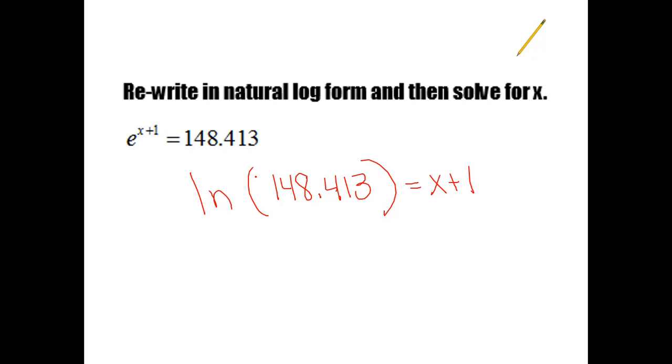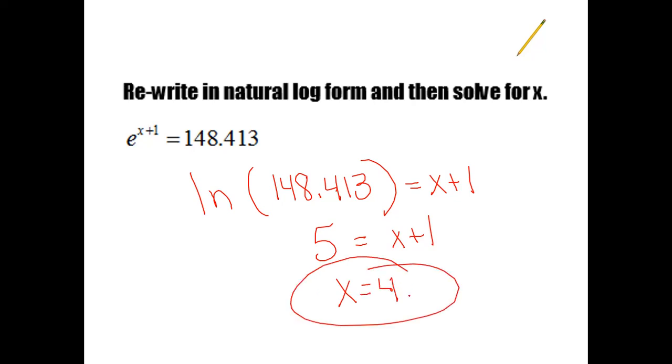Well, I need to know what is ln of that really stupid number. So there should be an ln natural log button on your calculator. You just need to find it. It should be near the log button. So I'm going to go 148.413. Enter. So I get a value of, holy buckets, that's basically 5. 4.999999999. Yeah, we're going to go with 5. So 5 equals x plus 1. So I get x is 4.